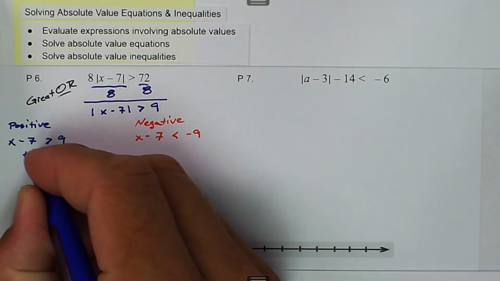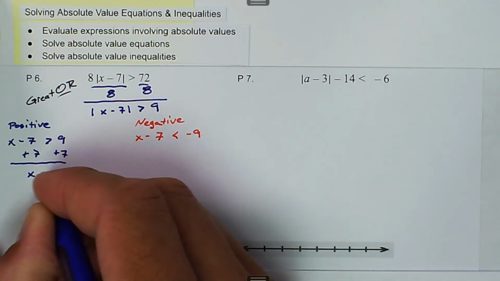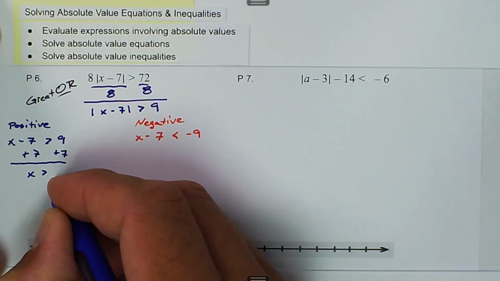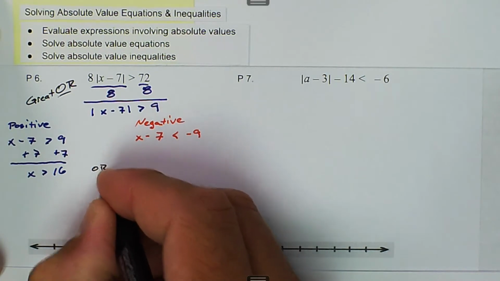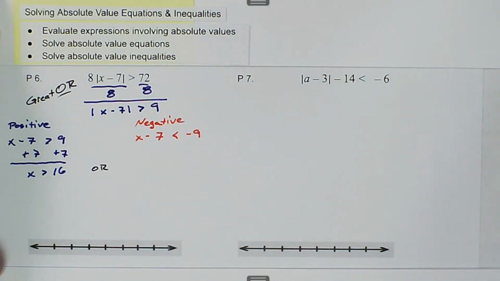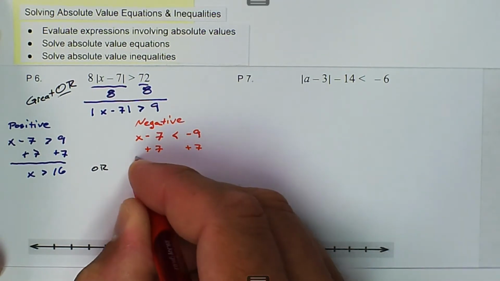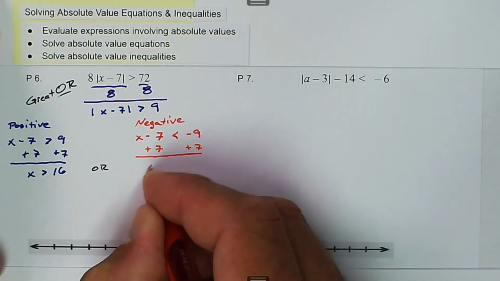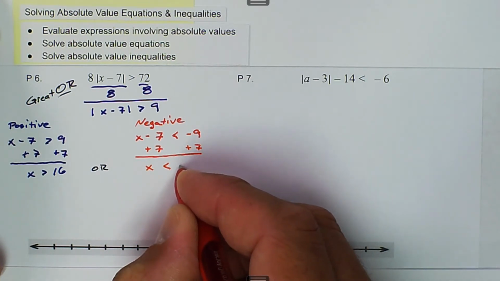So we add 7, and then we get x is greater than 16. And then we're going to have or. We add 7, and we get x is less than negative 2.